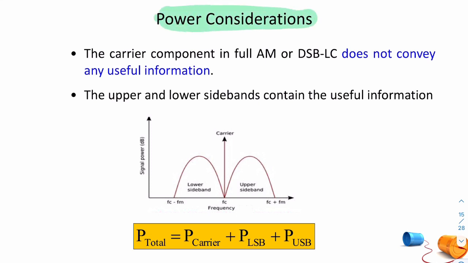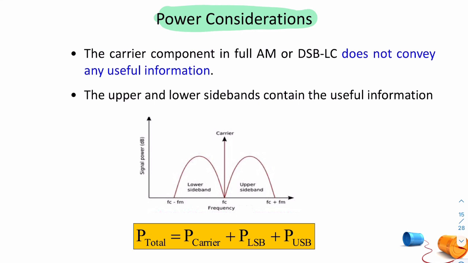Now I want to speak about the power consideration. So remember when we said DSB-LC, really the L is important. We are very conscious of the fact that there is a large power wastage in the carrier. We keep saying the carrier contains no information. We've repeated it again and again. The carrier contains no useful information. So having a large carrier isn't good because it's wasteful.